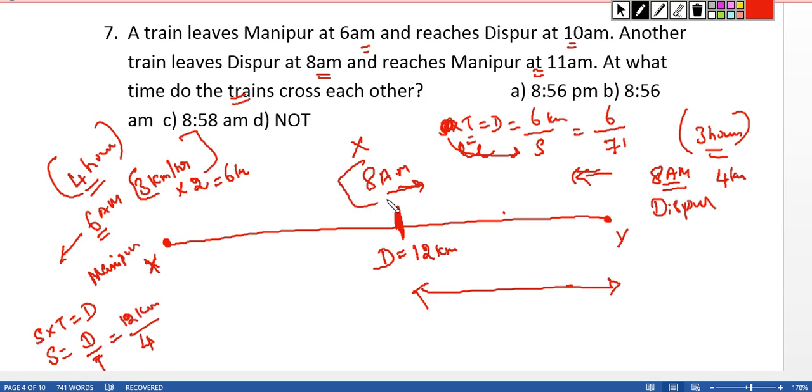So at 8 a.m. they would be in the middle, and if we add 6 by 7 hours to 8 o'clock, we are going to get our exact time. So what is 6 by 7 hours? 60 minutes by 7, 8 7s are 56, and 40. So this is going to be 6 by 7 hours.